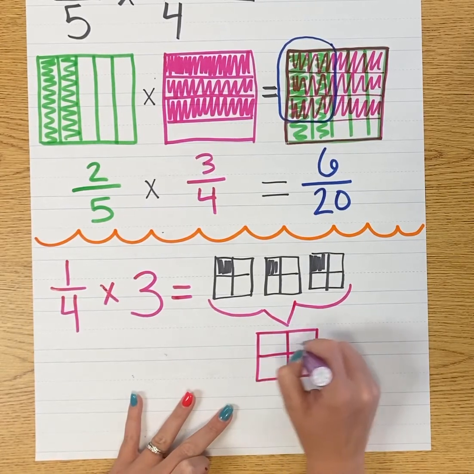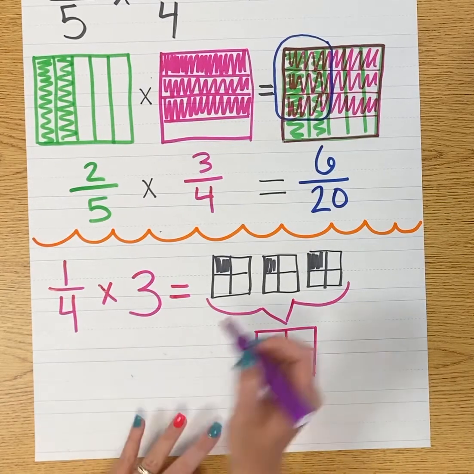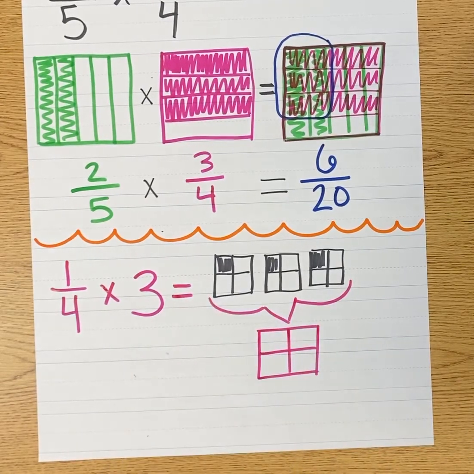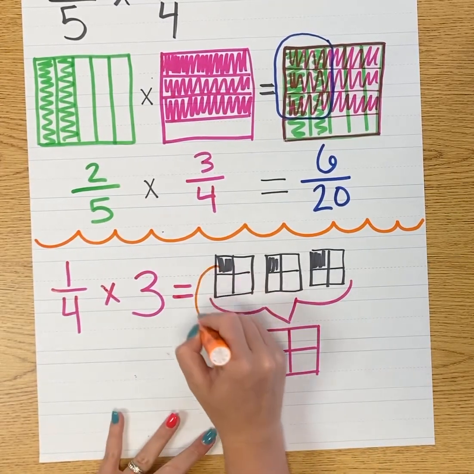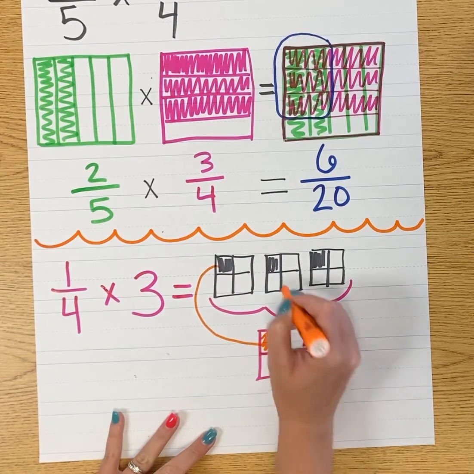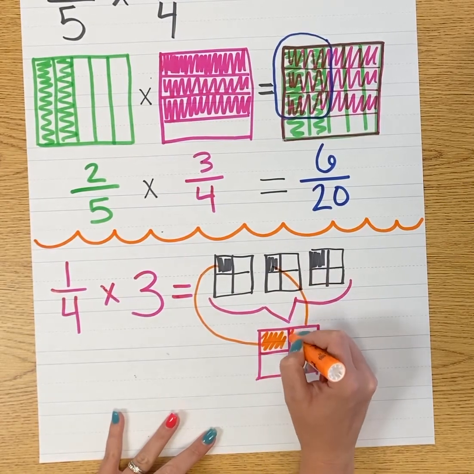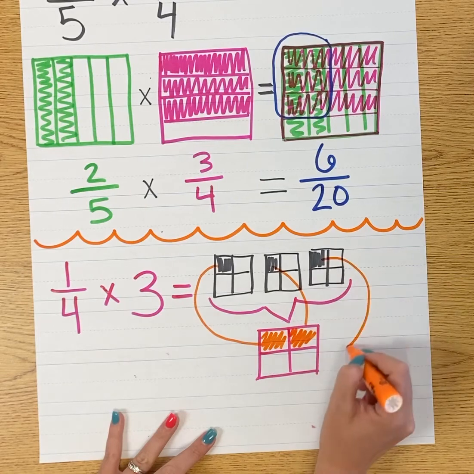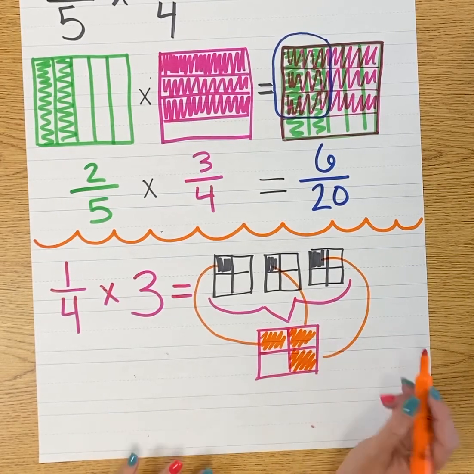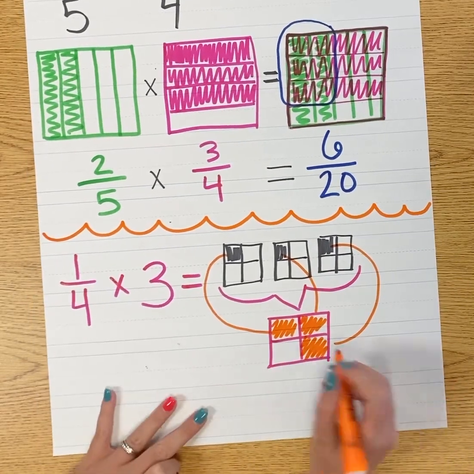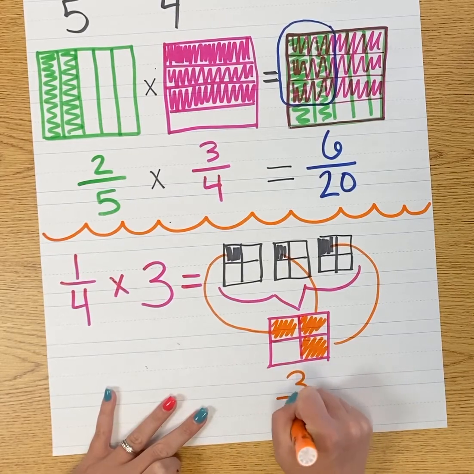Okay, so I'm still doing my denominator of 4. So then this piece is gonna come here and shade it in. This piece can come here, and this piece can come down here. Okay, so 1/4 times 3 is the same thing as 3/4.